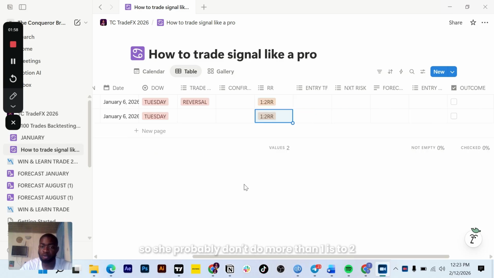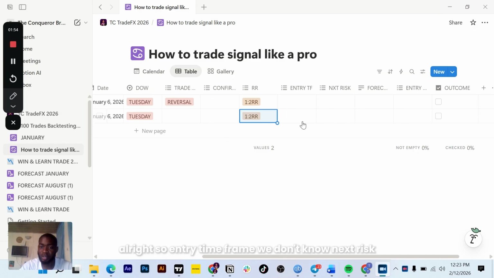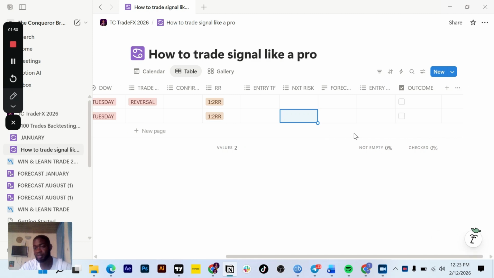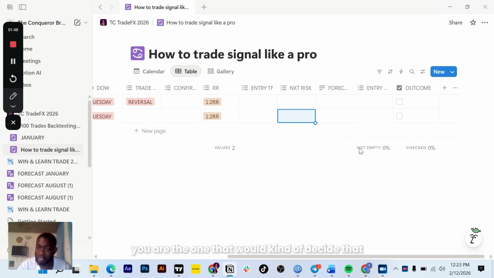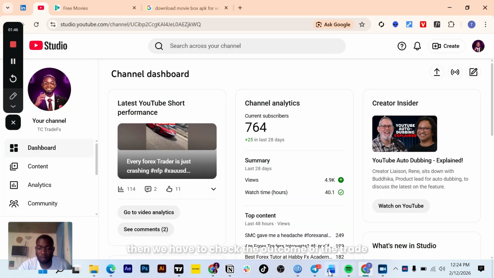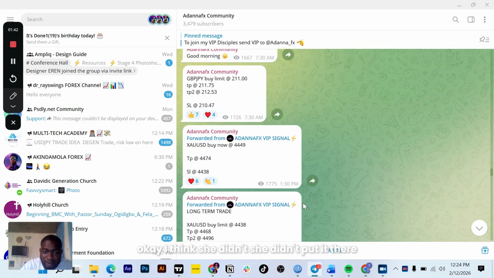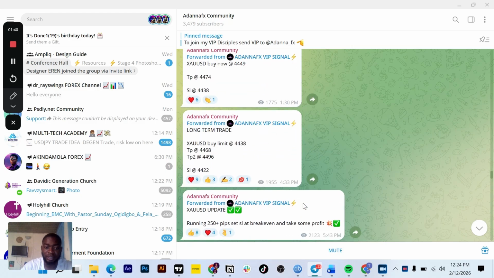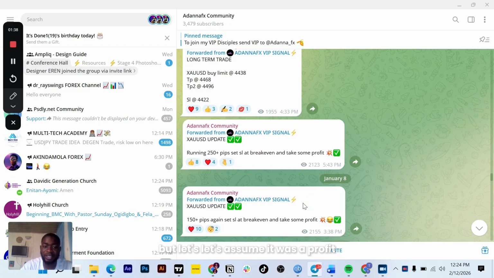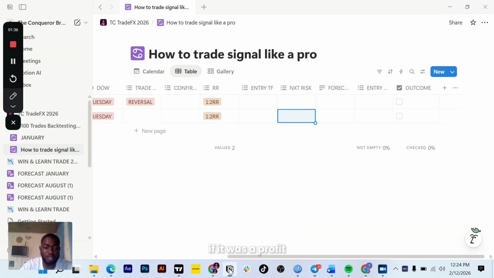So she probably doesn't do more than 1:2. So you have to be expectant. All right, so entry time frame we don't know. Next risk, you're the one that would decide that. Then we have to check the outcome of the trade. Okay, I think she didn't put it there. But let's assume it was a profit. If it was a profit, you can go ahead and mark this place.